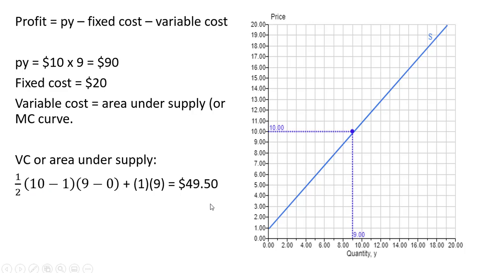That represents variable cost at 9 units of output. So putting everything together, profit is revenue minus fixed cost minus variable cost, or $20.50. Okay, I will stop here.